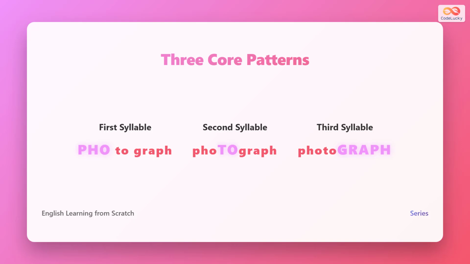Three-syllable words in English follow three main stress patterns. First, stress on the first syllable. Second, stress on the second syllable. Third, stress on the third syllable. Each pattern has different rules and examples. By learning these three patterns, you can predict how to pronounce almost any three-syllable word. Let's explore each pattern in detail.